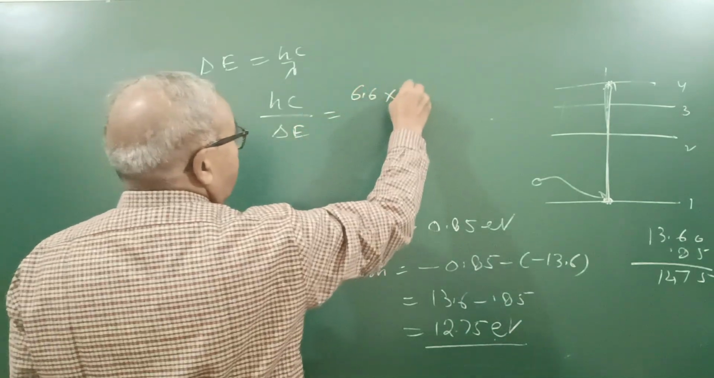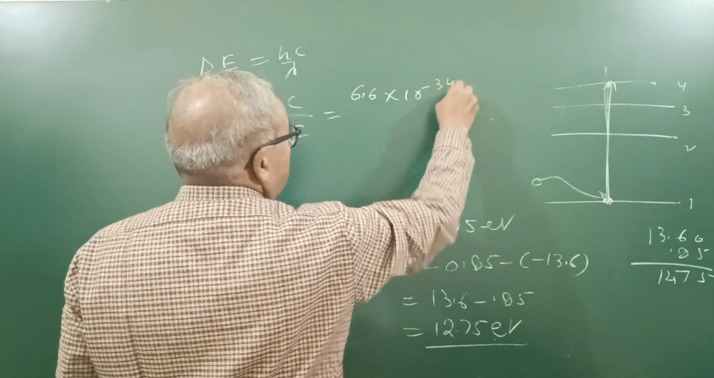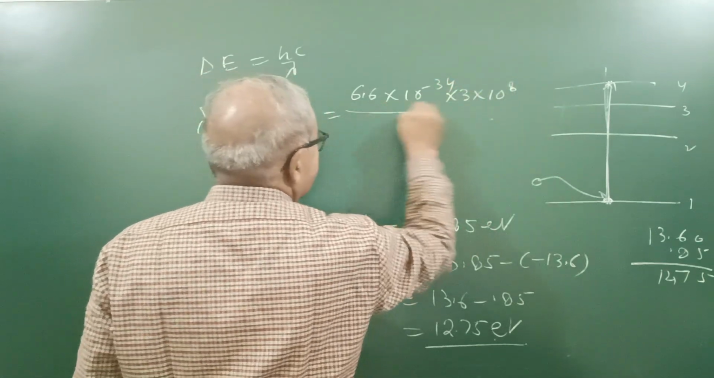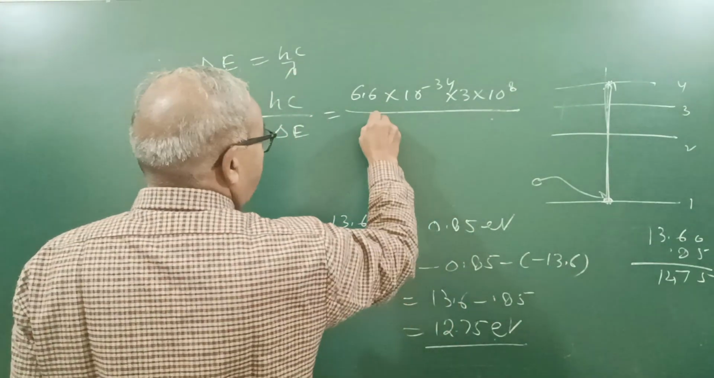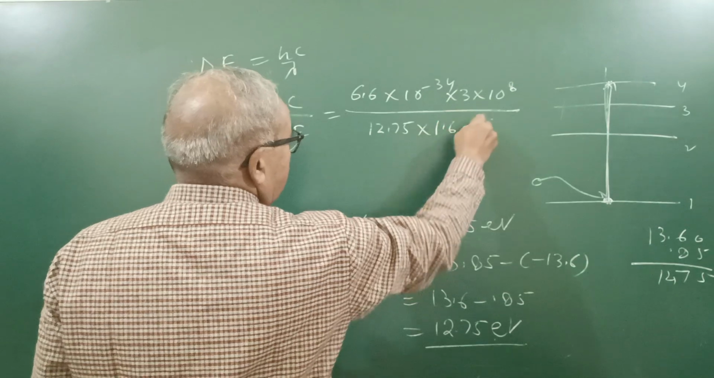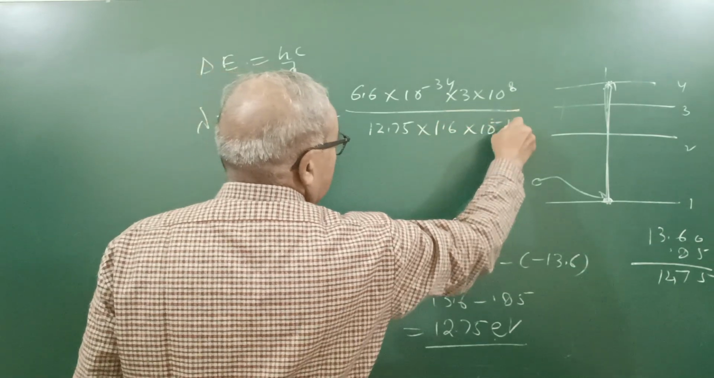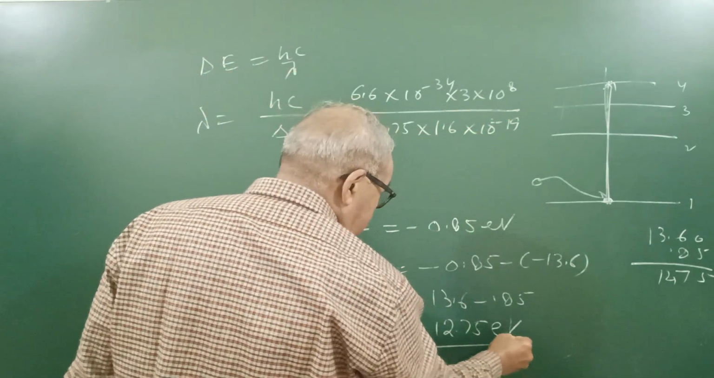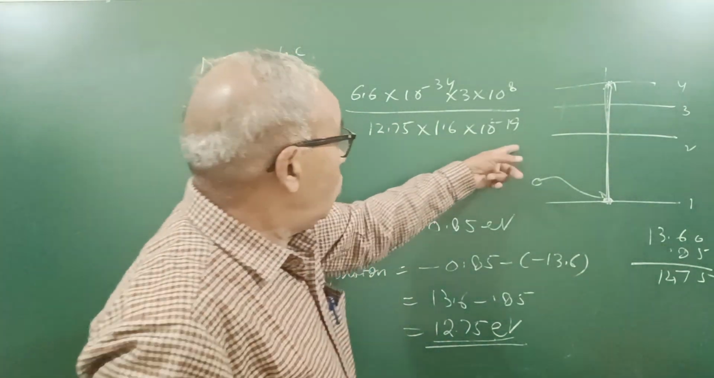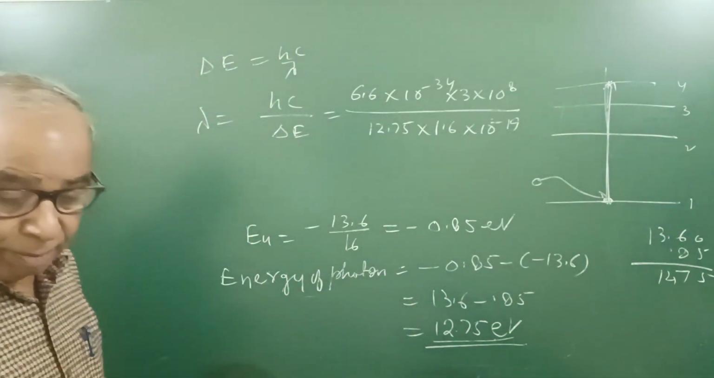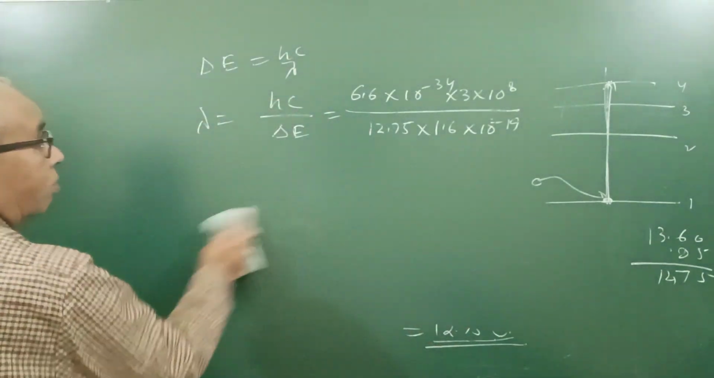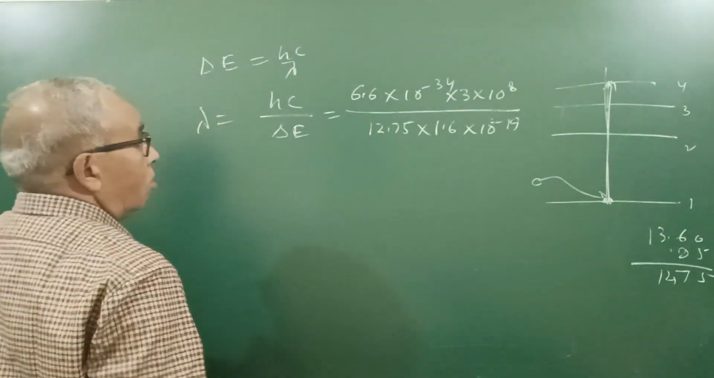6.6 into 10 to the power minus 34, c, 3 into 10 to the power 8, upon delta E, 12.75 into 1.6 into 10 to the power minus 19. Here this energy has to be placed in joule. ये गलती होती है एग्जाम में. So please solve yourself. How to solve this? Very simple.